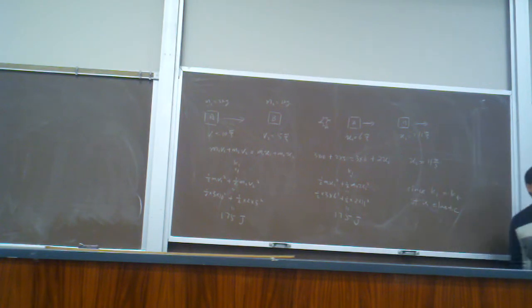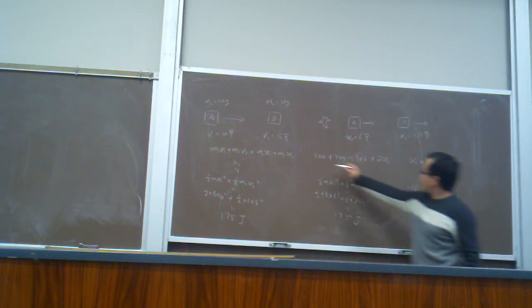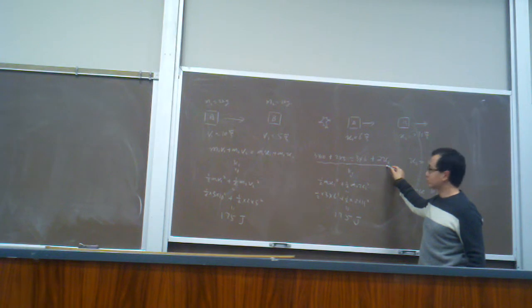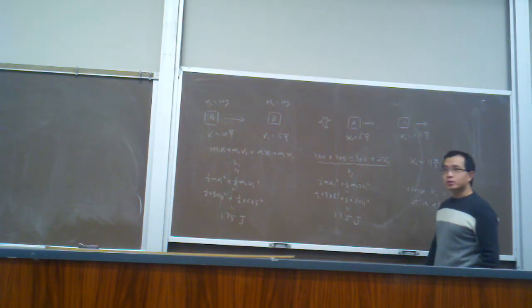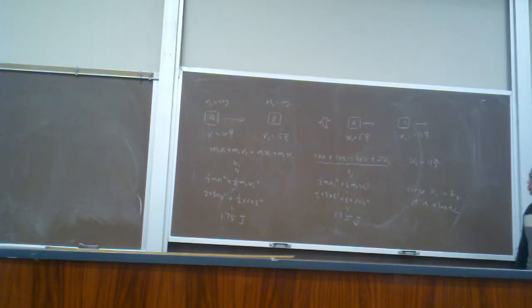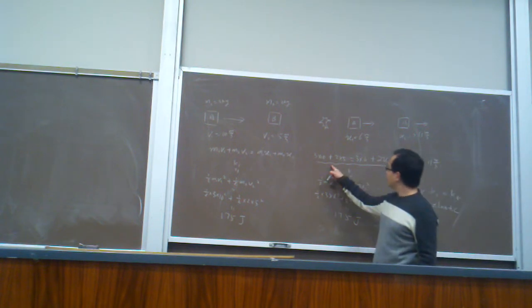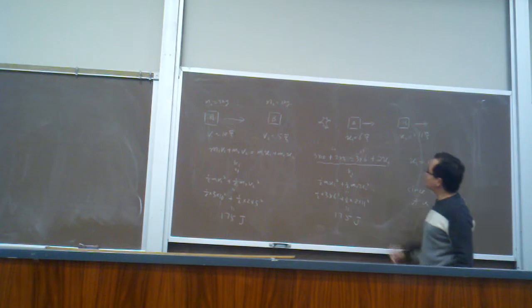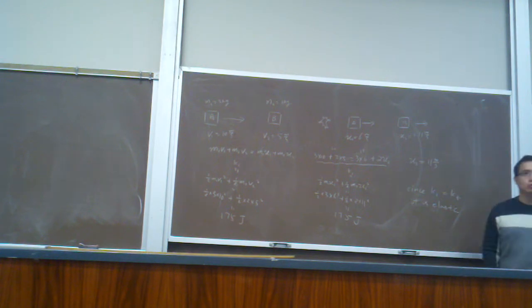Can you go back to where the 11 came from? Where did I get 11? I solved this equation, the momentum conservation. You can check that if you solve this equation here, you have 40 minus 18, so it's 22 equals 2u2. So u2 is 11.